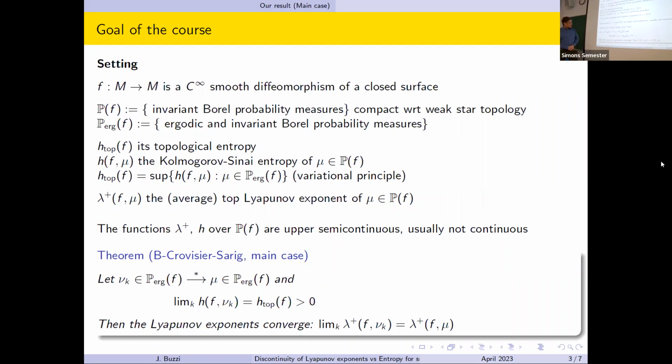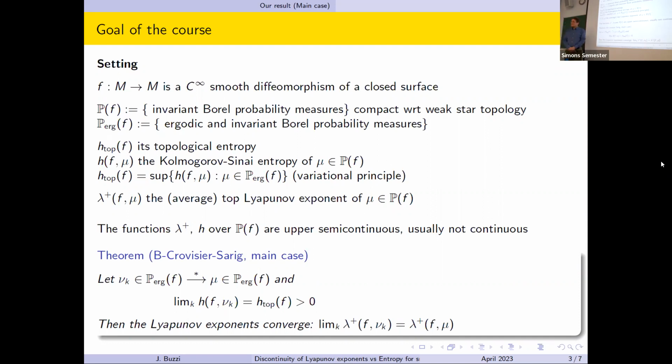Okay, so that's the statement. So, this setting, how many measures of maximal entropy are there? Okay, so this is what we proved a few years ago, is that in this setting you have finitely many ergodic measures of maximal entropy. Okay, so C infinity smooth surface diffeomorphism with positive topological entropy.